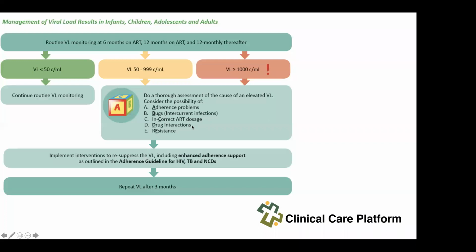What drug-drug interactions do they have? Is there an indication for a resistance test? If it's indicated as per the guidelines, you might want to do the test. Then you implement your interventions over 3 months. You repeat the viral load there at 3 months' time, right?